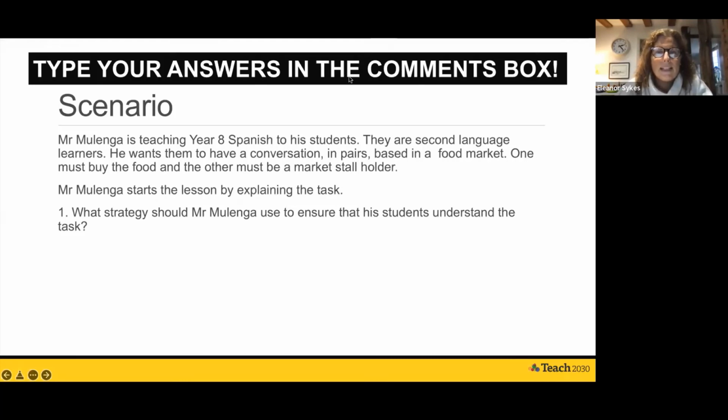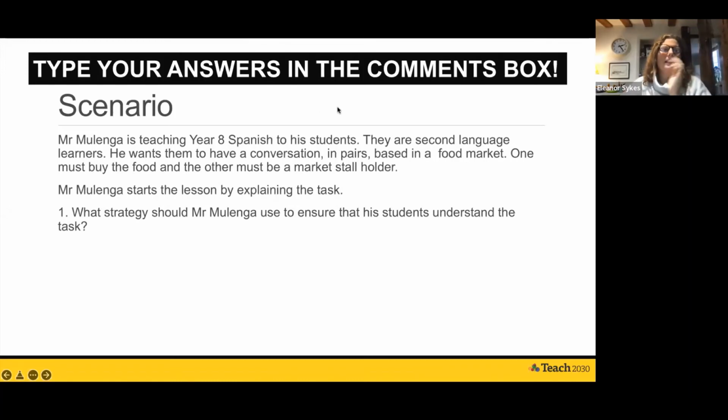Has anybody got any ideas for what you could put? You can either unmute or write in the chat. Just unmute yourself if you like. But how should Mr. Malenga check that his students understand the task? Any ideas or strategies they could use based on what we've just talked about? No ideas? Let's check. We haven't got any hands up from anybody.